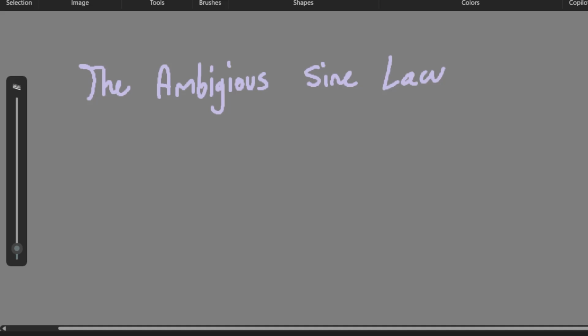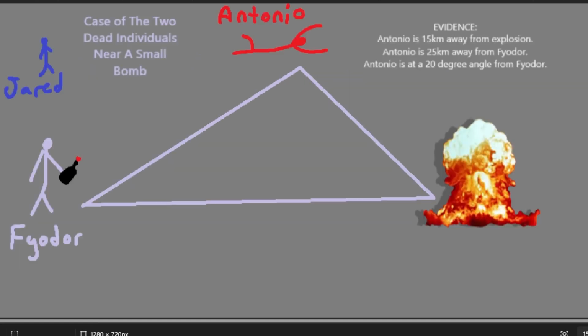The ambiguous sine law. You might notice that the color for my pencil is different today because this is the first math video on the channel, so keep it color coded and everything. Tonight on this channel, we're going to be solving a murder, the case of the two dead individuals near a small bomb.